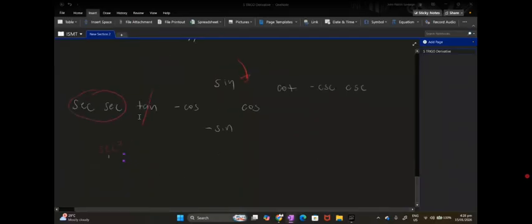Paano pag gusto natin makuha yung derivative ng secant? Pwede natin tanggalin yung isang secant. So, it's either here or here. Pwede sabihin natin here. Ano matitira? Secant and tangent. So, derivative ng secant is secant x tangent x. Gets?